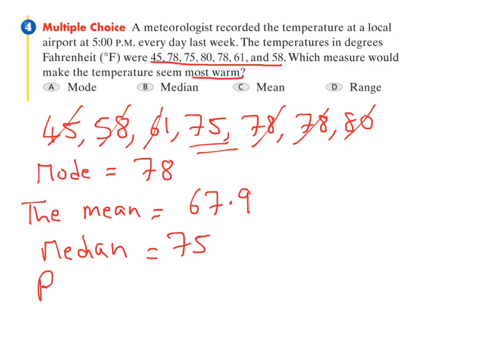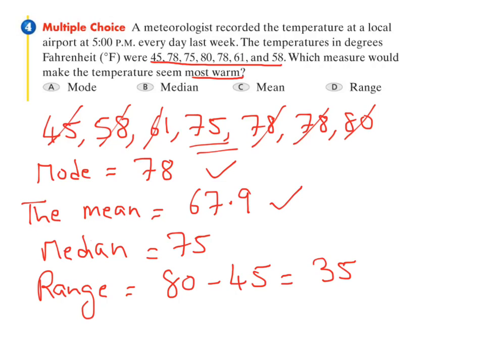And what is the range? How do you find the range? The greatest value minus the smallest. The greatest is 80 minus the smallest is 45, and the range is 35. So which is the best measure to report the warm temperature? Mode is 78, mean is 67.9, median is 75, and range is 35. So the best measure is the mode, the warmest, to report the warm weather. So the choice is A.